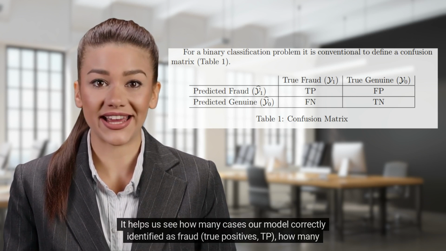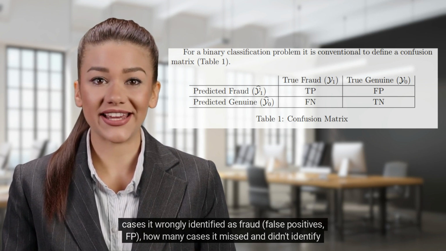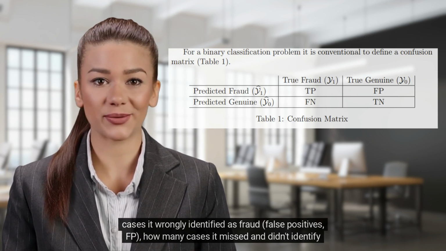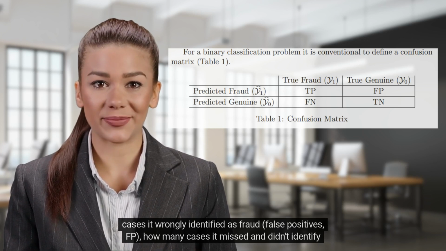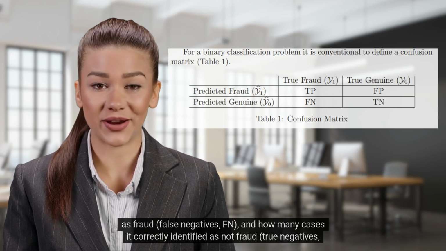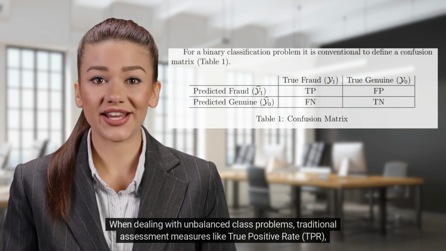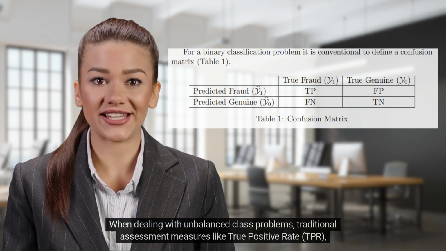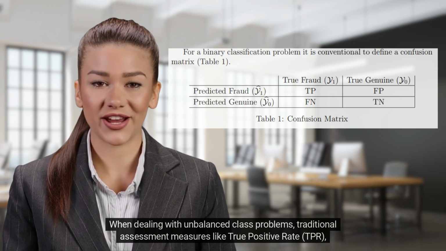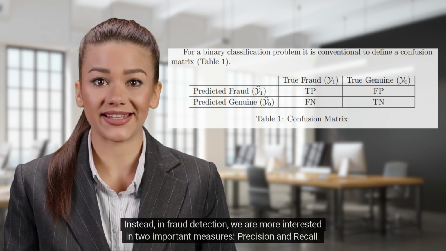It helps us see how many cases our model correctly identified as fraud, true positives, TP, how many cases it wrongly identified as fraud, false positives, FP, how many cases it missed and didn't identify as fraud, false negatives, FN, and how many cases it correctly identified as not fraud, true negatives, TN. When dealing with unbalanced class problems, traditional assessment measures like true positive rate, TPR, true negative rate, TNR, and accuracy can be misleading. Instead, in fraud detection, we are more interested in two important measures: precision and recall.